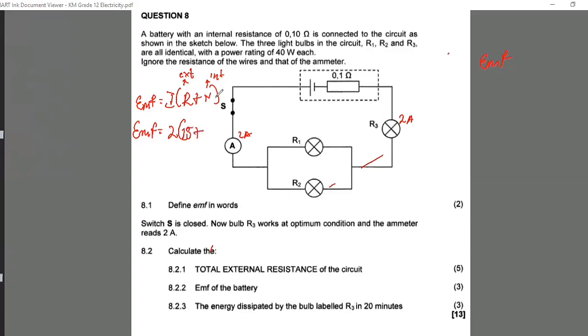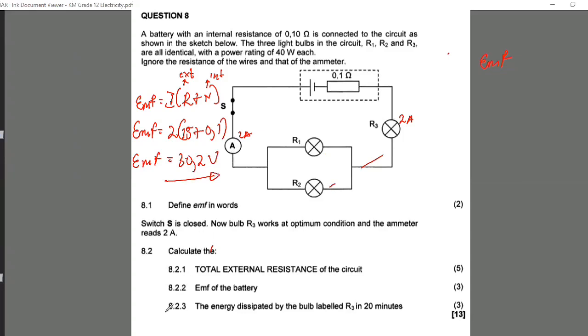Then the R we calculated previously is 15, and we add it to the internal resistance, which is 0.1. And then what is our EMF when we punch all this in the calculator? We find that it is 30.2 volts. Nice.